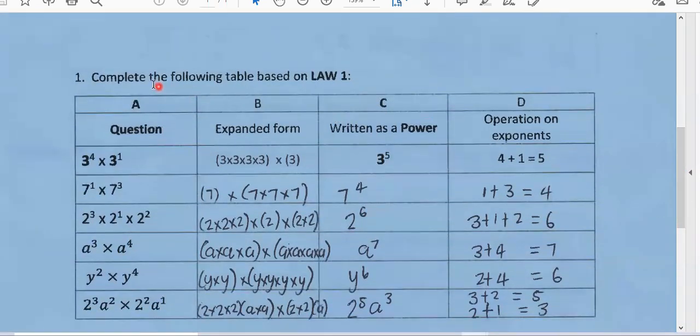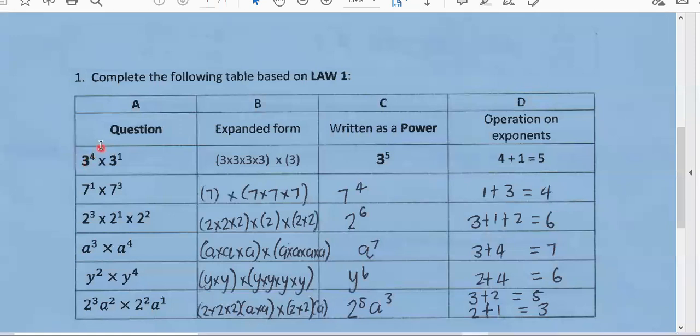Now, when it comes to the laws of exponents, we'll be dealing with the first law in this table. We have our table, which is separated into A, B, C. The first part, which is A, is going to be your question, B is your expanded form, and C, you're written as a power, then D, operation on the exponents. So let's look at the first example.